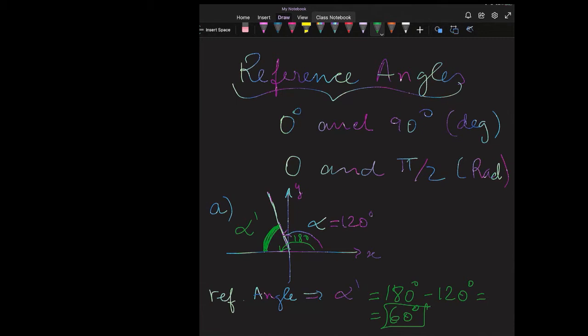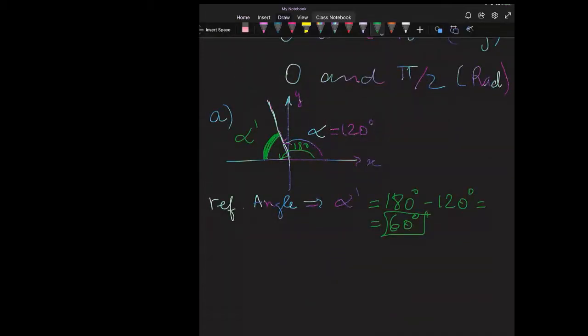Now, why do we need the reference angles? Because as the name says, they're going to give us a reference for computing trigonometric functions, meaning they have the same values for the trigonometric function up to the plus and minus sign. For example, if I want to compute sine of 120 degrees using the reference angle, I want to find out what is the sine of 120 degrees using the reference angle.